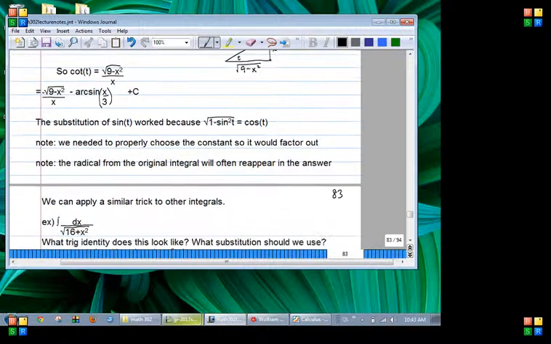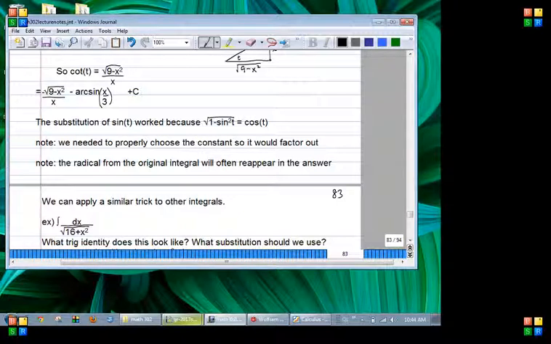So, the integral of dx over the square root of 16 plus x squared. What trig identity does this look like? What substitution should we use? 1 plus tangent. Yeah, so this looks like tangent. What's the tangent identity? 1 plus tan squared x equals secant squared x. So based on that, which one's going to be our u?